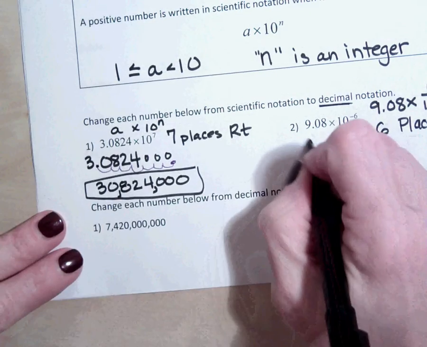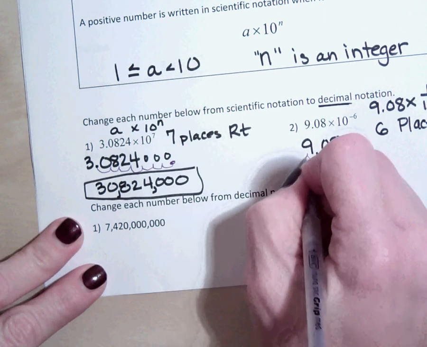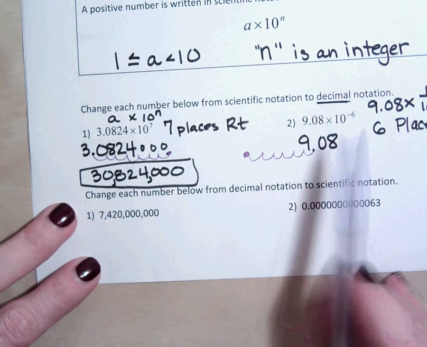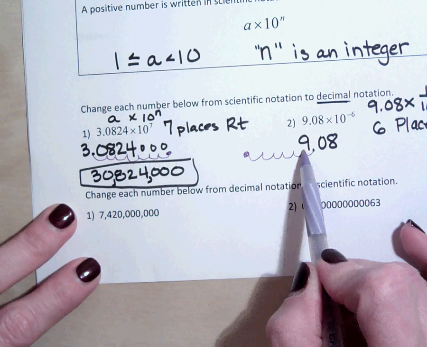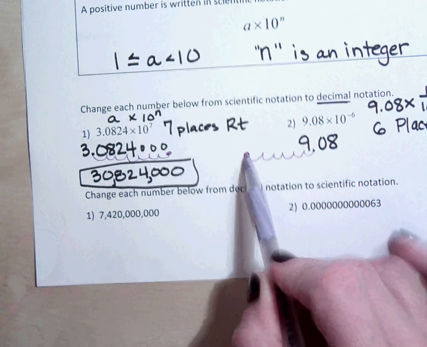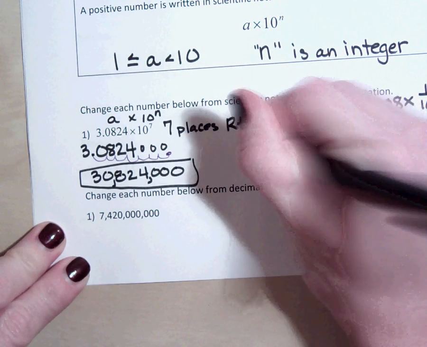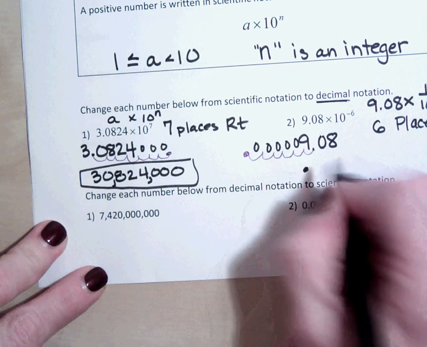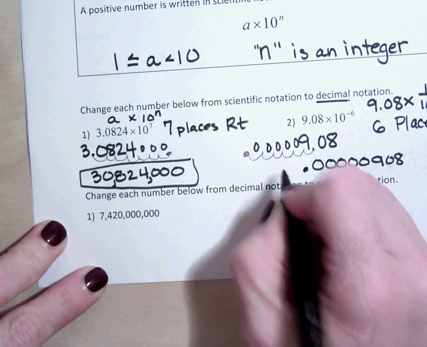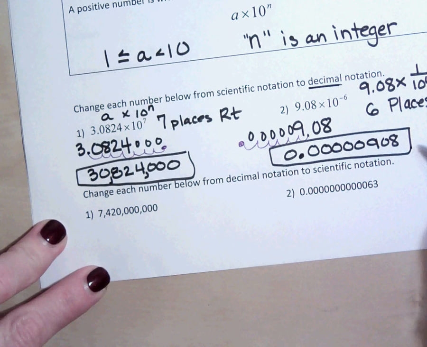So I'm going to rewrite it, give myself some space. So I'm going to take this and go 1, 2, 3, 4, 5, 6. Let's do that again in case you didn't see it. 1, 2, 3, 4, 5, 6. And again, anything that I did beyond the digits that were there, I fill in those gaps with zeros. So 1, 2, 3, 4, 5, 9, 0, 8, and then you can put a 0 out front. So 0.000000908.